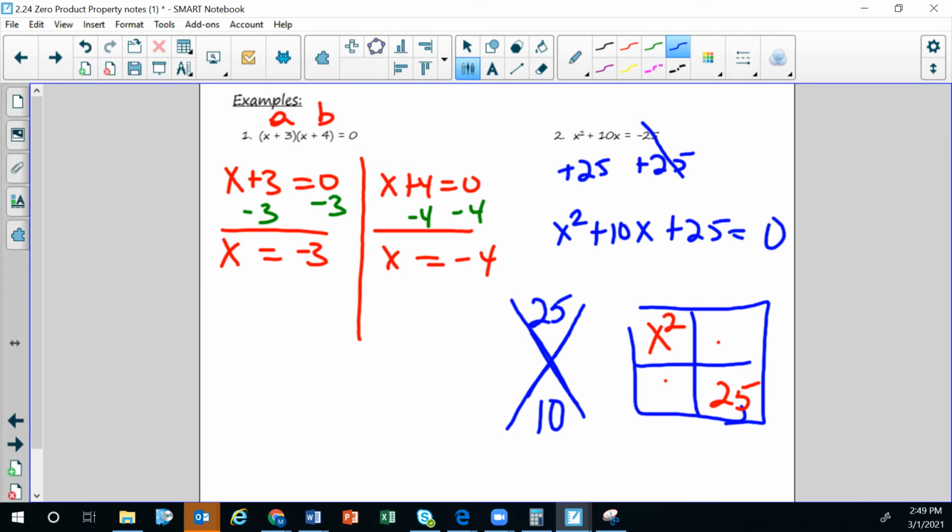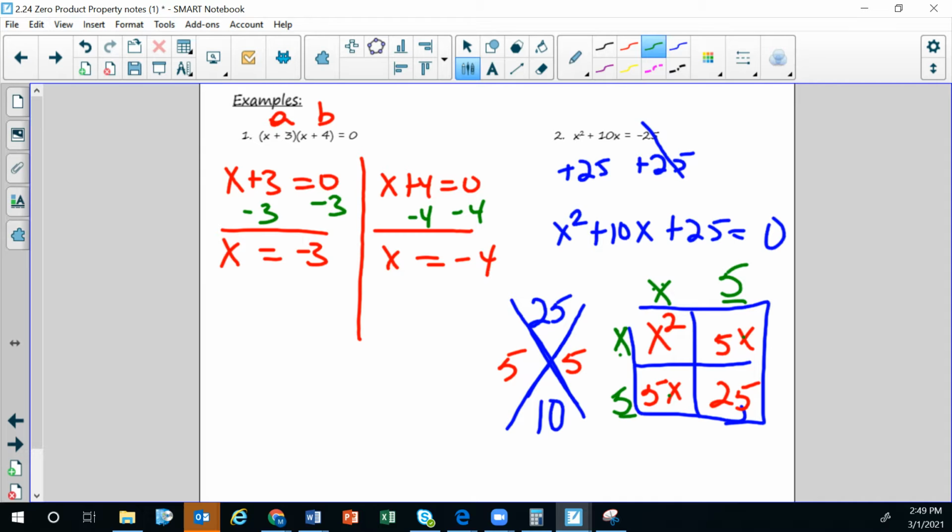And therefore, I want two numbers. So when I add them, it gives me 10. And when I multiply them, it gives me 25. And those two numbers are 5 and 5. Therefore, this box is going to be 5x. That one's going to be 5x. And so this is going to be x right here. And if this is x, this is x. Because x times x gives me x squared. And to fill in these two spots now, what times x gives me 5x? That is just 5. And what times x gives me 5x? That is just 5.